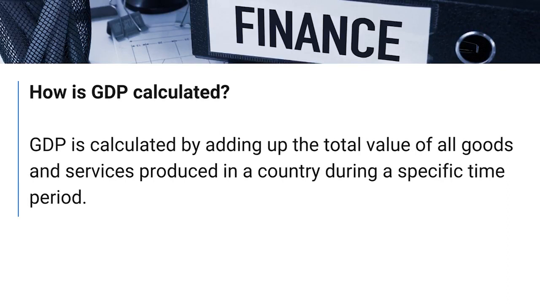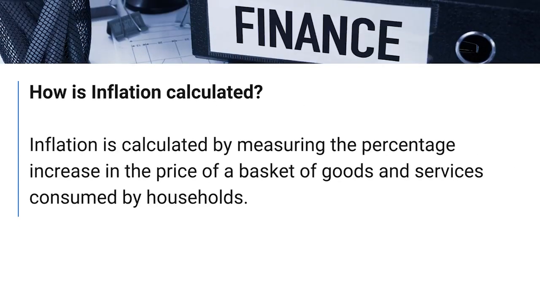How is GDP calculated? GDP is calculated by adding up the total value of all goods and services produced in a country during a specific time period. How is inflation calculated? Inflation is calculated by measuring the percentage increase in the price of a basket of goods and services consumed by households.